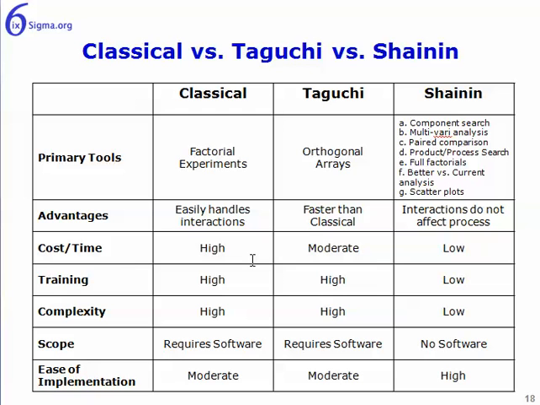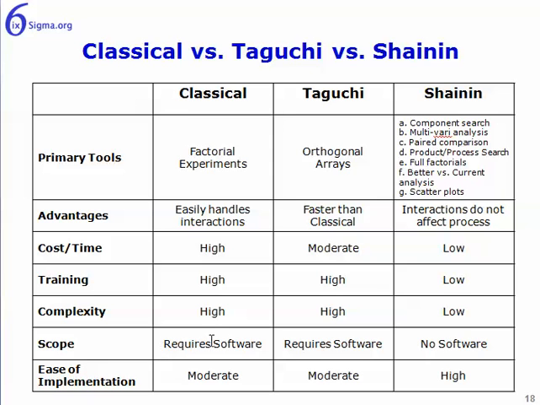The cost and time is, like a classical DOE can be quite costly and time consuming because you generally have to have the operation shut down and/or have the ability to accommodate the different runs that are in the design itself. On the other end of the spectrum, you have Shannon, which has little to no interruption in the production. Training can be high for classical DOE. On the Shannon end, it's quite low and quite easy to adapt to shop floor level experience and expertise.